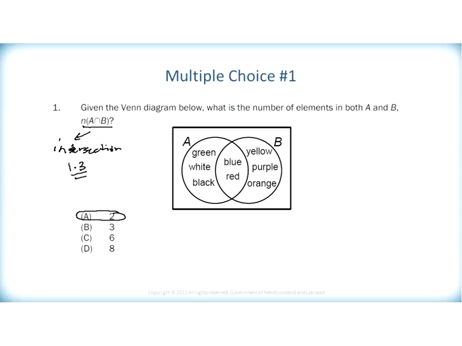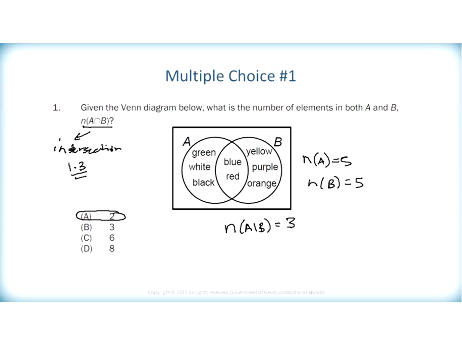Now, there are a couple different things that they could ask you based on Venn diagrams. For example, if they asked you the number of elements in A, there would be 5 elements in A: 1, 2, 3, 4, 5. If they asked you the number of elements in B, that is also 5 elements. If they asked you the number of elements in A minus B, if you recall, that was the number of elements in A that are not included in B. And of course that would be 1, 2, 3.